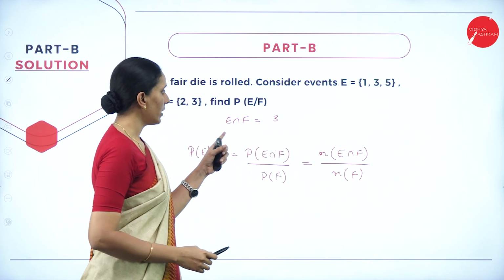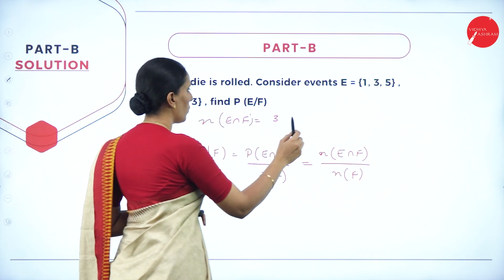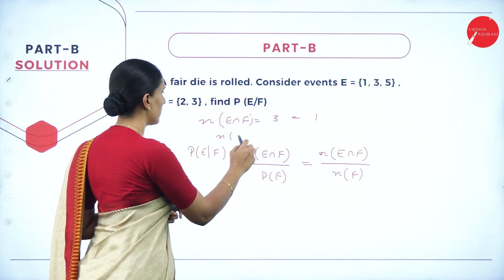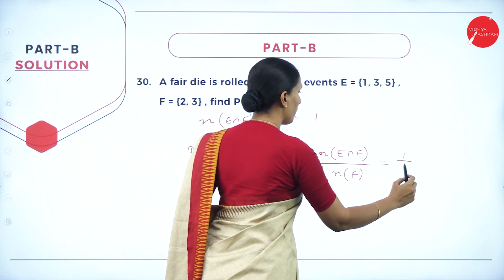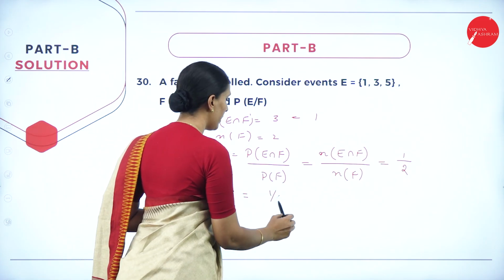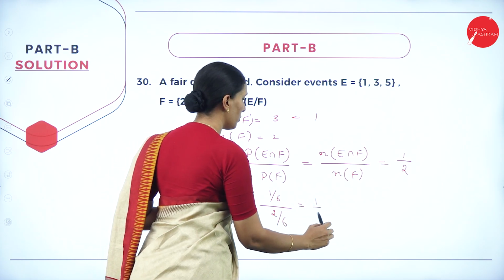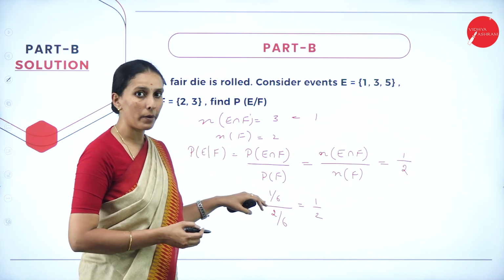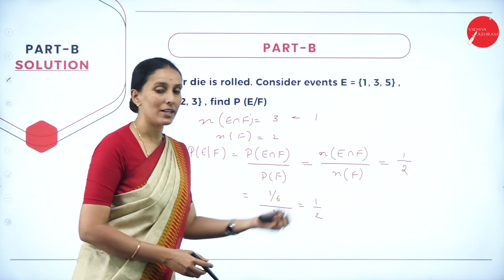So therefore here the number of elements in E intersection F will be equal to 1 and the number of elements in F will be equal to 2. So this can also be written in the form of 1 by 2. If you take the probability value, then here 1 divided by 6 divided by 2 divided by 6, which will be equal to 1 by 2. So therefore conditional probability can be found with the help of probability also, or with the number of elements in E intersection F as well as F.